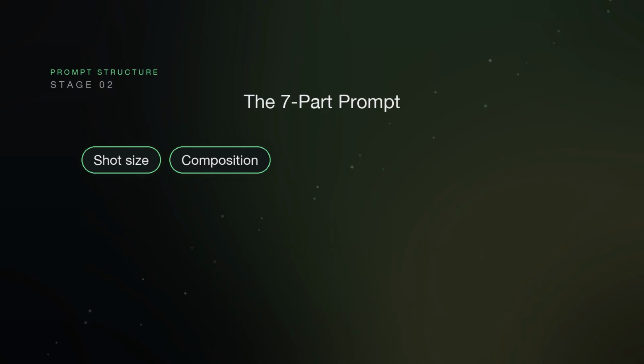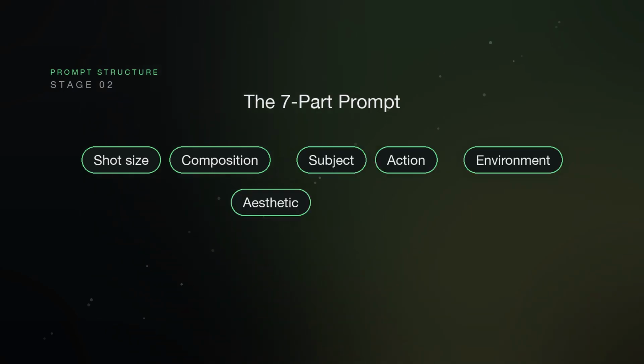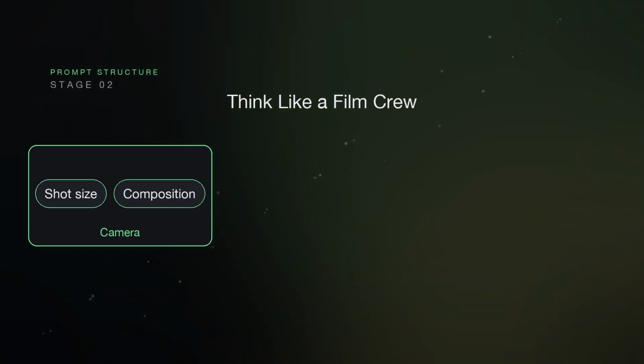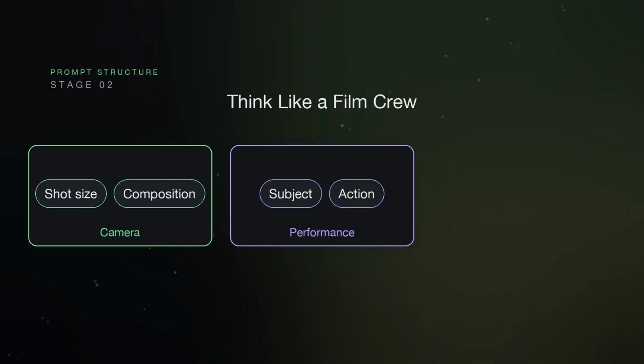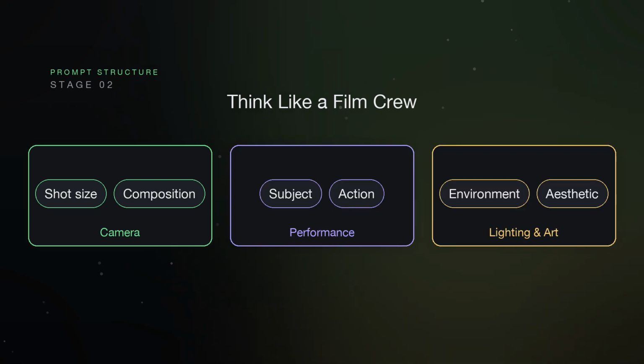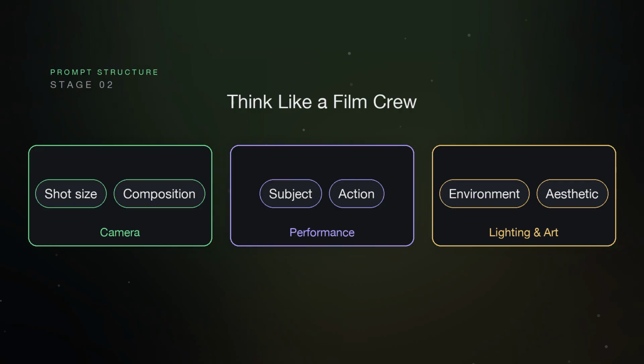A standard prompt for an AI video shot usually has 7 parts: shot size, composition, subject, action, environment, aesthetic, and blocking. But that last one's advanced, so for now, focus on the first 6. Sounds long and hard to remember, right? So let's reframe it the way a real film set is organized. Camera team, shot size and composition. Performance team, subject and action. Lighting and art team, environment and aesthetic. You're basically telling the AI cameraman what lens to use, to shoot which actor, under what lighting, doing what.